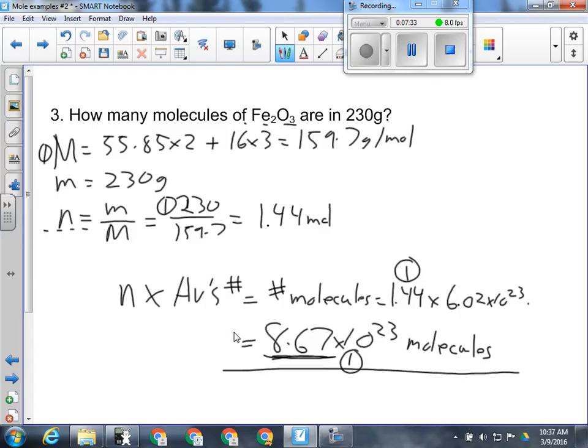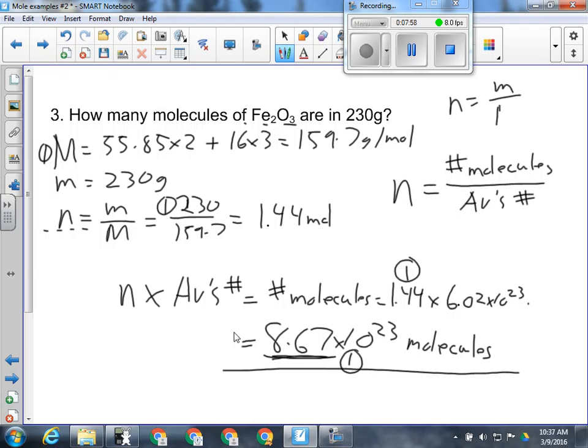So if the question gives you the number of molecules, you're probably going to have to find the number of moles to do anything with that number. So number of moles also equals number of molecules divided by Avogadro's number. That formula manipulates exactly the same way as this one. There are 2 ways to calculate N. It just depends on what you're given.